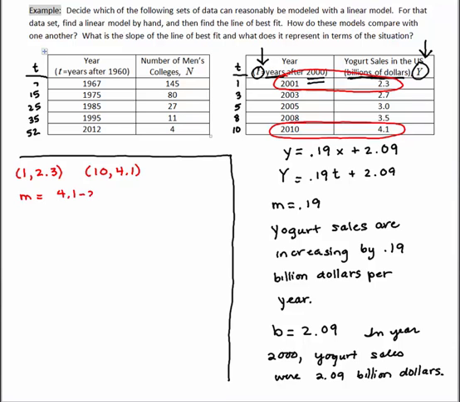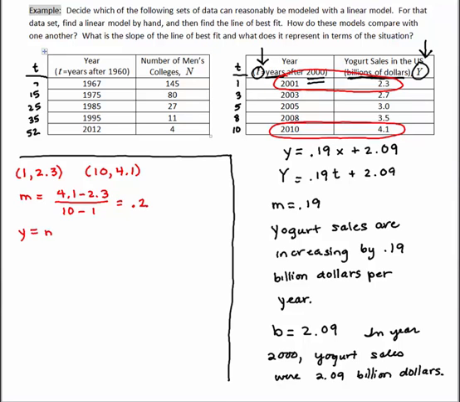I'll just do a traditional calculation here. y2 minus y1 divided by x2 minus x1 gives me the slope. And if you grab your calculator and do that, you find out the slope is actually 0.2. Notice that that's very close to the slope of 0.19 that the calculator found for me.